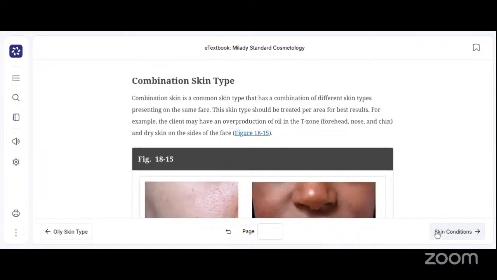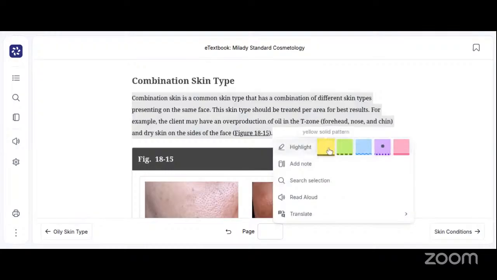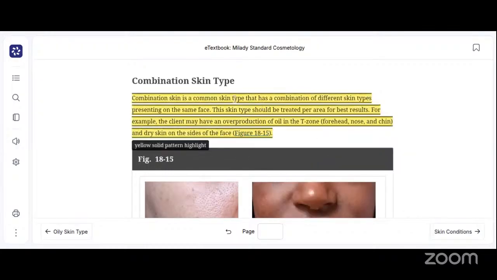Combination skin can have a series of them both. Combination skin, most of the time you have it around the perimeter. Let's highlight combination skin in yellow. It's a common skin type that has a combination of different skin types.